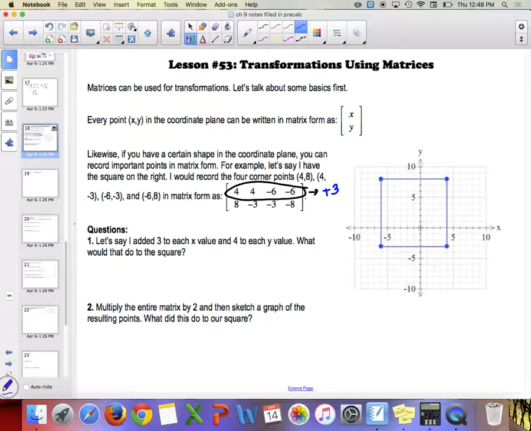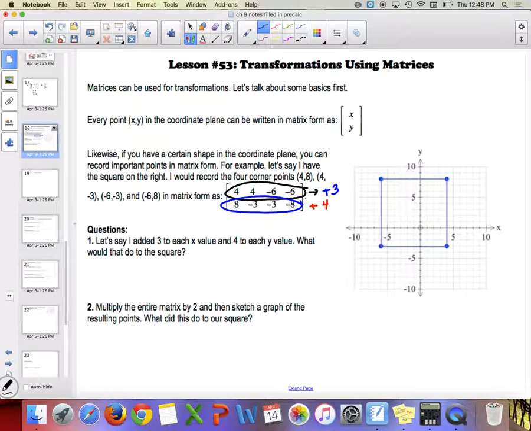And then it says 4 to each y value. So for those, we're going to add 4. So where does the square move? It moves right 3 and up 4. Is it still a square or is it a rectangle? What is it? It's still a square. It doesn't change. Does that make sense?